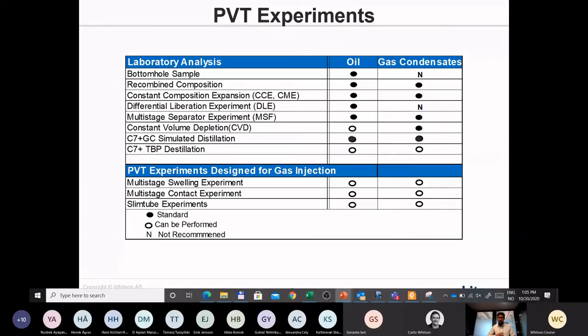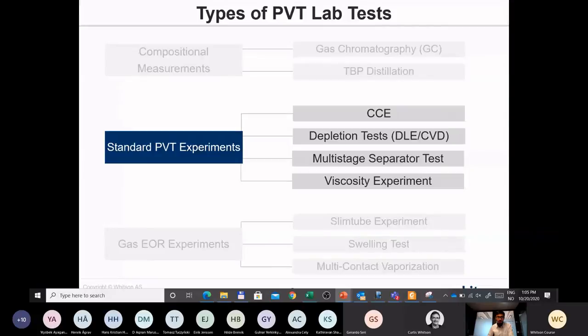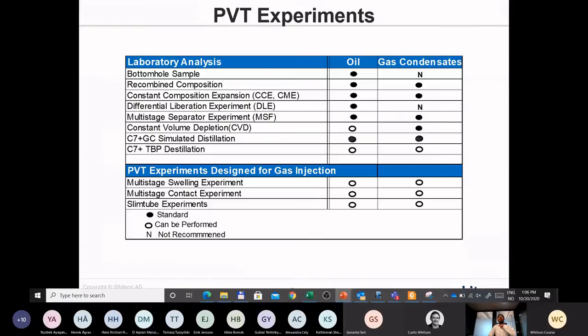So I think Matthias gave a very good introduction of all the PVT experiments and the most important things that we need to remember, like what we get out of those experiments. And now we will go into a bit more detail of how the experiments are done, what measurements are done in the PVT experiments, how the data is reported, and what the uncertainty limits are on the different measurements.